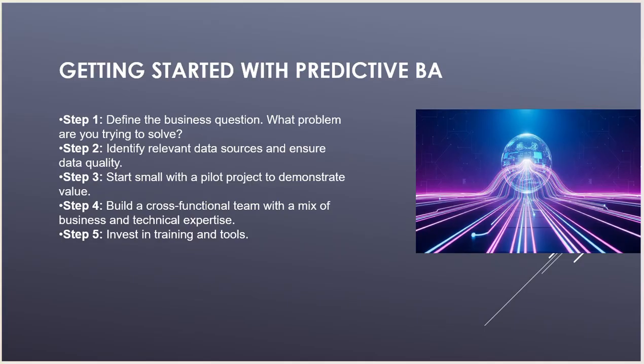Start small with a pilot project and demonstrate the value, working with the minimum viable product concept and the agile software development life cycle. Here we can add all the requirements into the product backlog items, then prioritize the requirements, and then work on the sprint, like the sprint backlog items. Then build a cross-functional team with a mix of business and technical expertise, adding technical expertise, innovation and training tools.